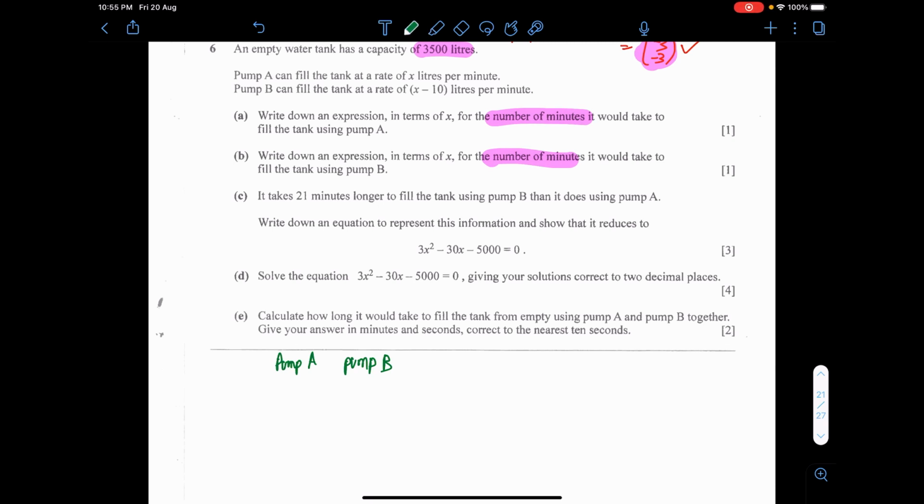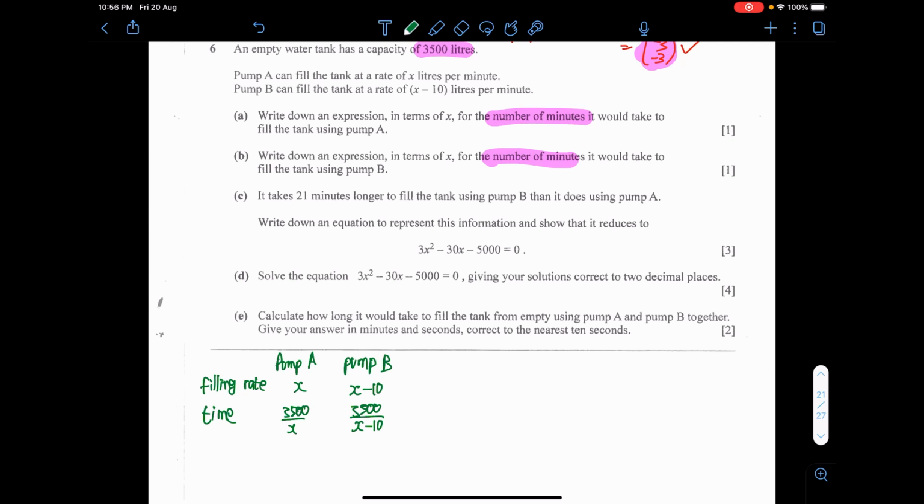So first is the filling rate. Rate is actually about time, so what amount of volume per minute? X liters per minute, X minus 10 per minute. The tank capacity is 3,500. So the time needed will be the capacity divided by the filling rate. That is 3,500 over X and 3,500 over X minus 10. I think most of you should be okay with this. This is the answer for A and B, by the way.